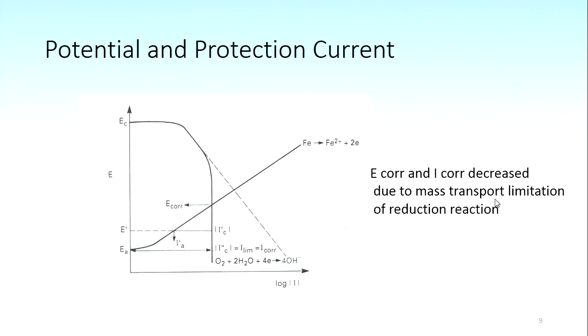With that current being smaller, that means that the values for E-corr and I-corr are depressed. They were up here and now moved down here. So the potential of the electrode changes because it begins to run out of oxygen for the cathode process. The corrosion current is smaller, and similarly, the protection current required becomes smaller. So as soon as you've got some limit in the mass transport, that means you need less current for the cathodic protection, which is good news.